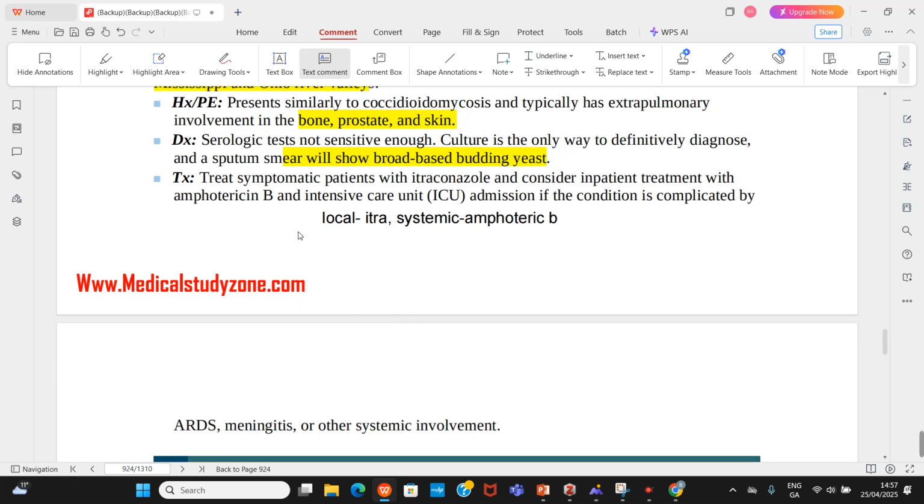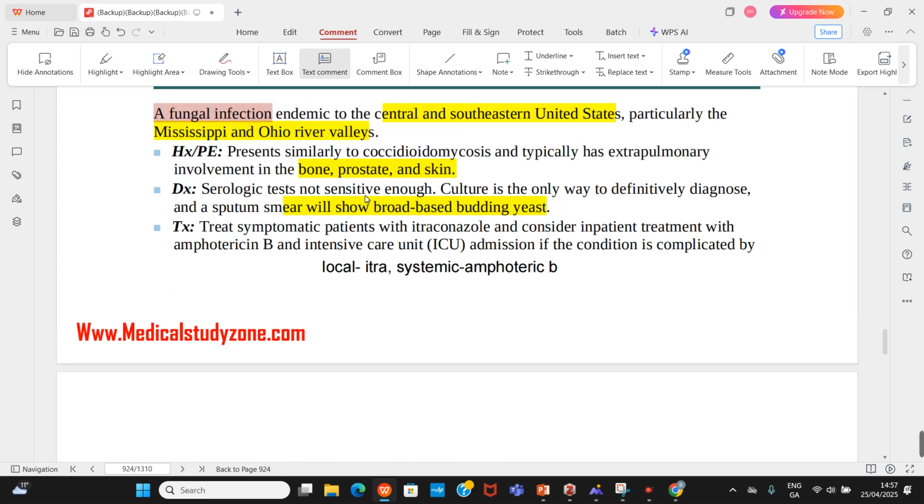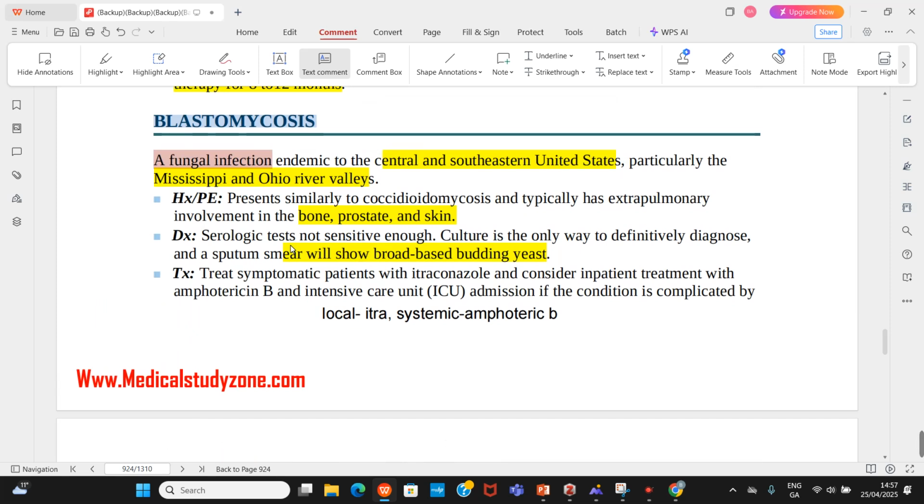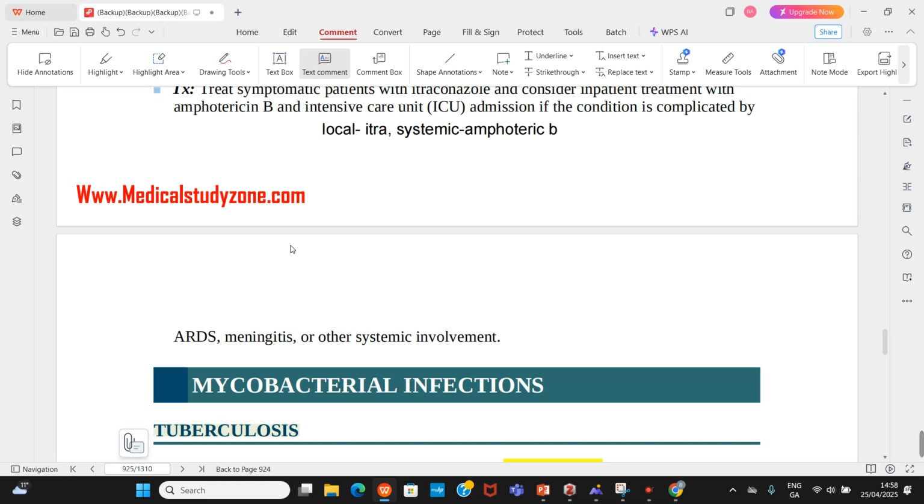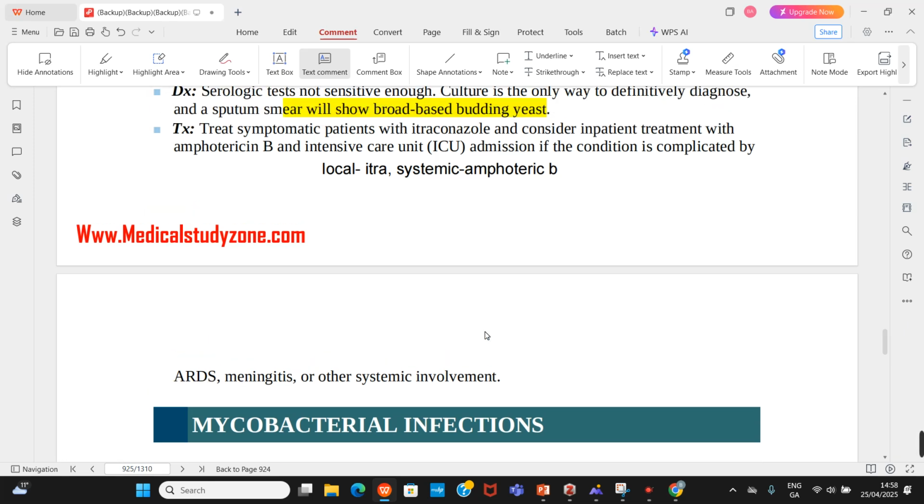So how do you treat? Once the patient is symptomatic, just go and give itraconazole, and of course you have to introduce amphotericin B. Whenever it's disseminated and very severe, you always have to give amphotericin B. And of course you continue with the itraconazole. And this guy may actually need ICU care because this one looks much more virulent compared to the other ones. It looks very bad. They can get complicated with ARDS, meningitis, just like we said, or any other systemic infection.